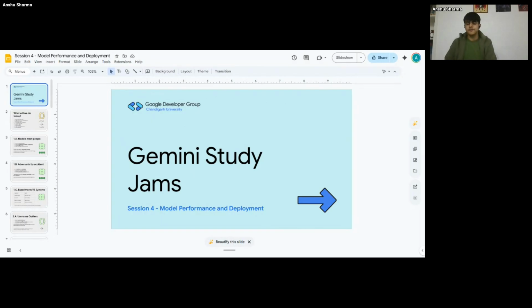Good evening, everyone, and welcome to the last session, session number 4 of Gemini Study Jams. Let's first recap what we did. We covered a variety of topics. The first class was about what fine tuning is and how we actually do it. In the second session, we looked at parameter efficient fine tuning using LoRA. We did some fine tuning and saw some code.